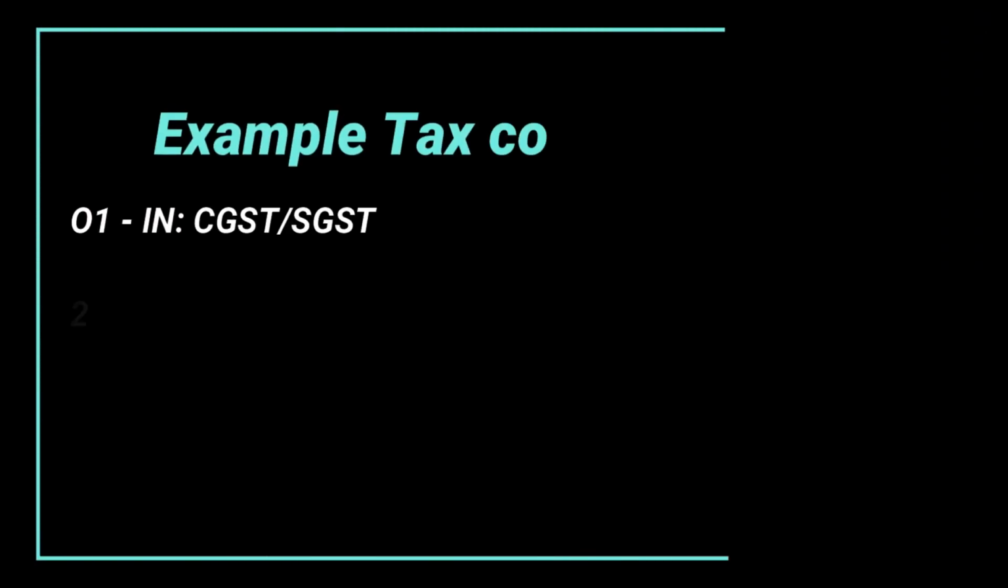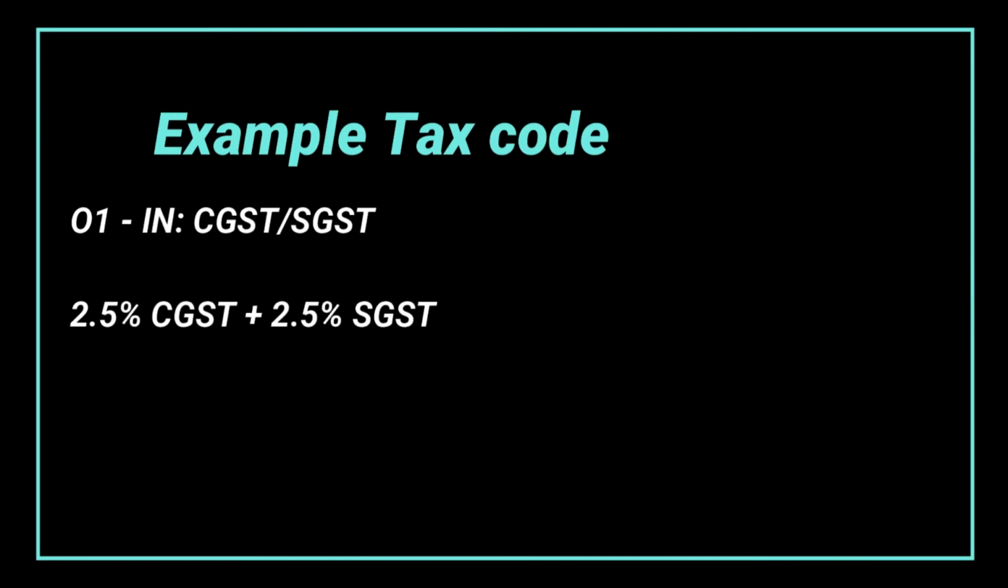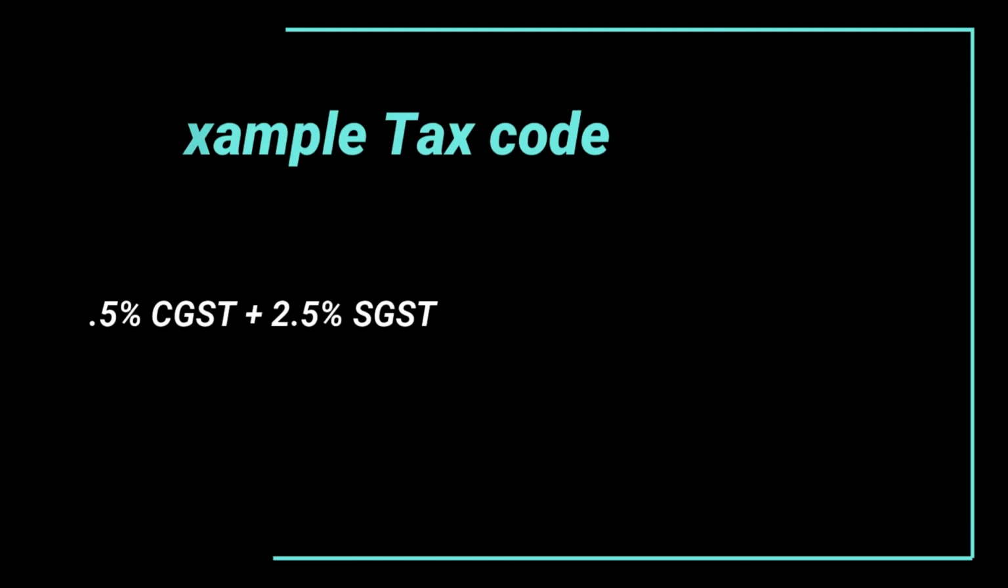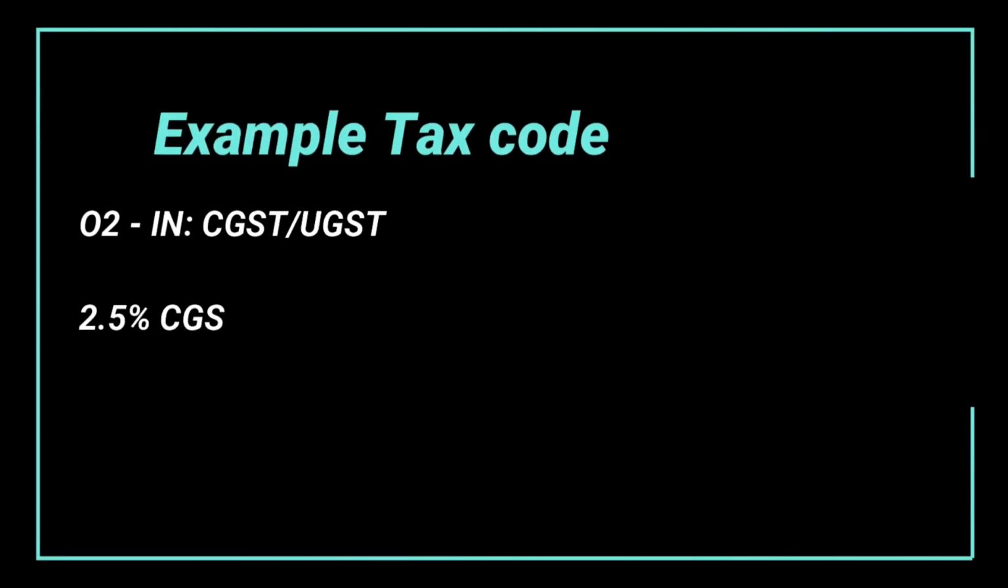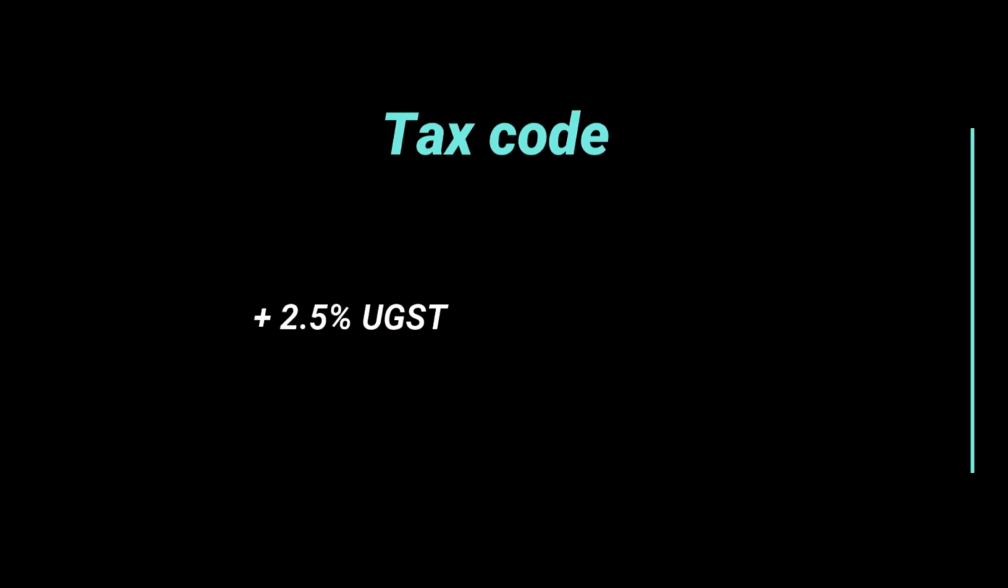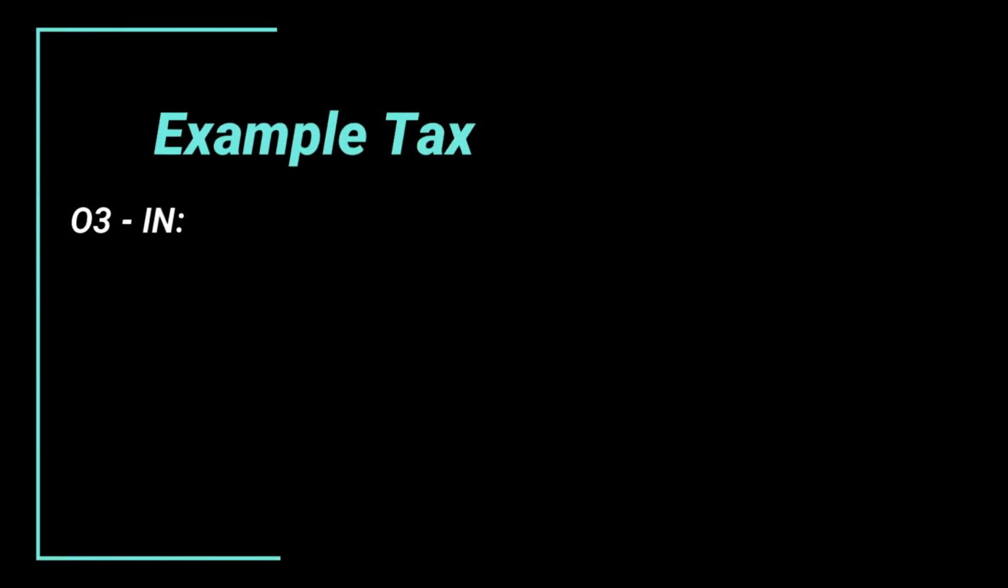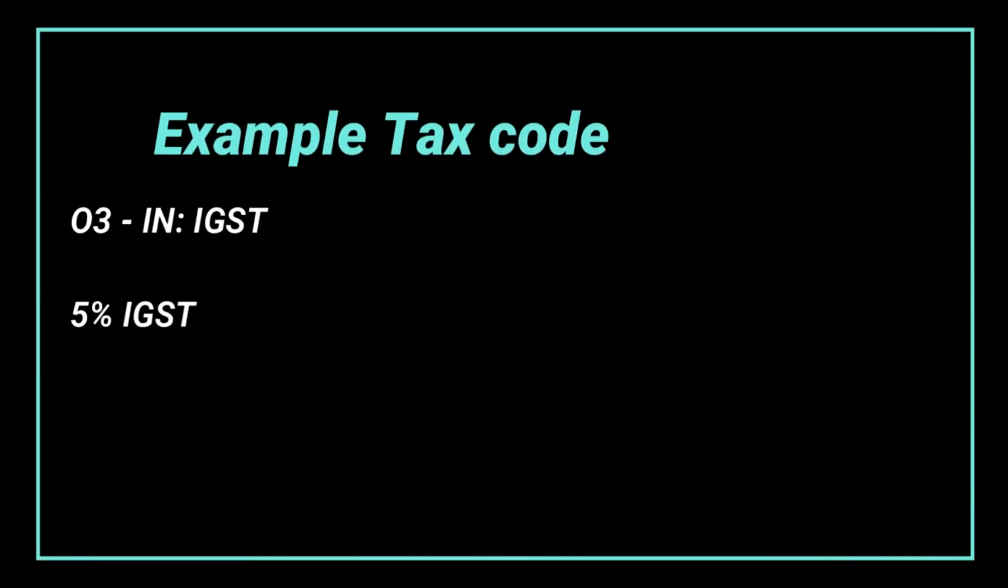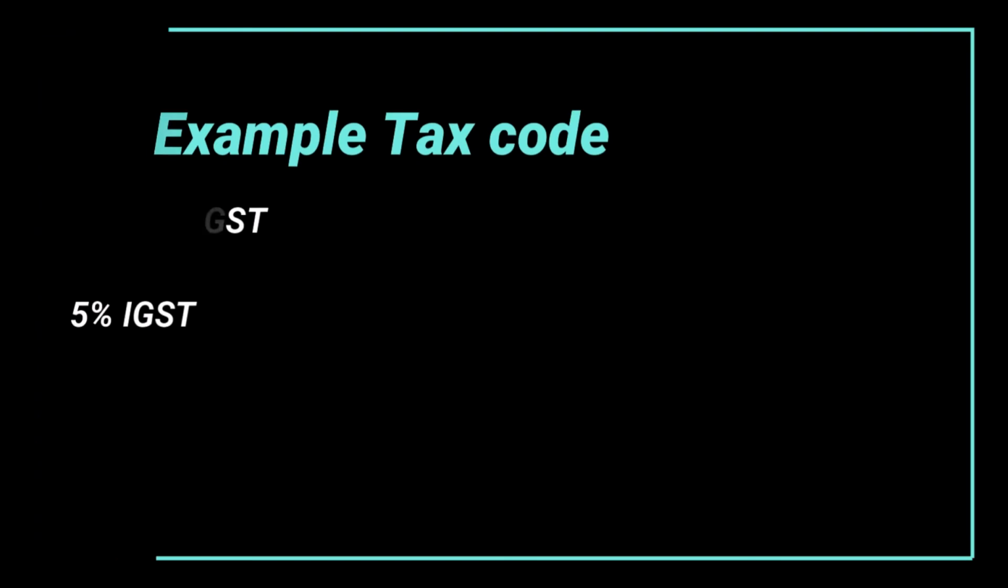Example, create a tax code O1 with the description IN CGST/SGST with 2.5% of CGST and 2.5% of SGST. Create a tax code O2 with the description IN CGST/UGST with 2.5% of CGST and 2.5% of UTGST. Create a tax code O3 with the description IN IGST with 5% of IGST tax.